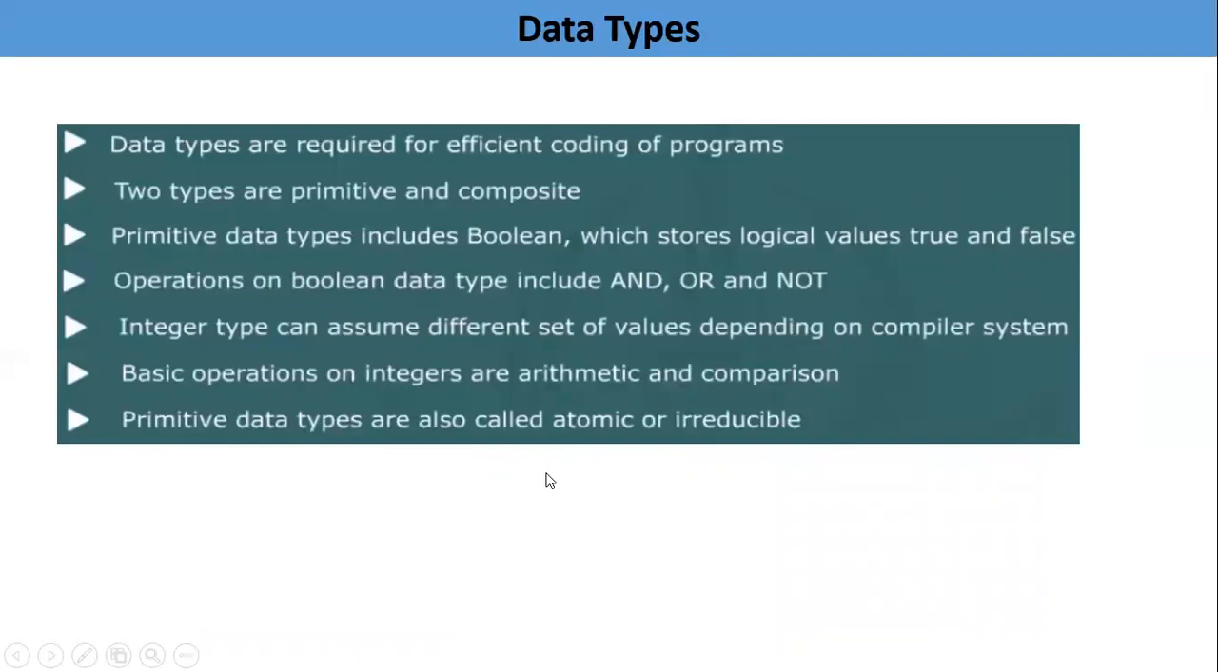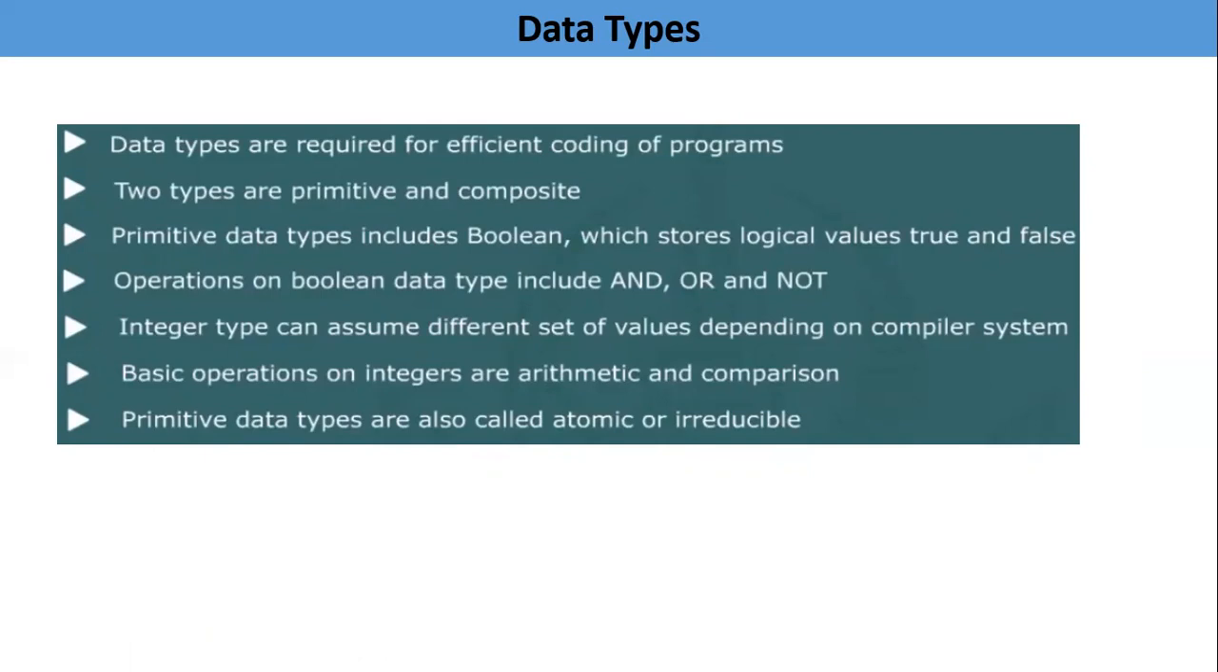Data types. Data types are required for efficient coding of the programs. Two types are primitive and composite. Primitive data types include the Boolean, which stores logical values true and false. Operations on Boolean data include and, or, not operations.